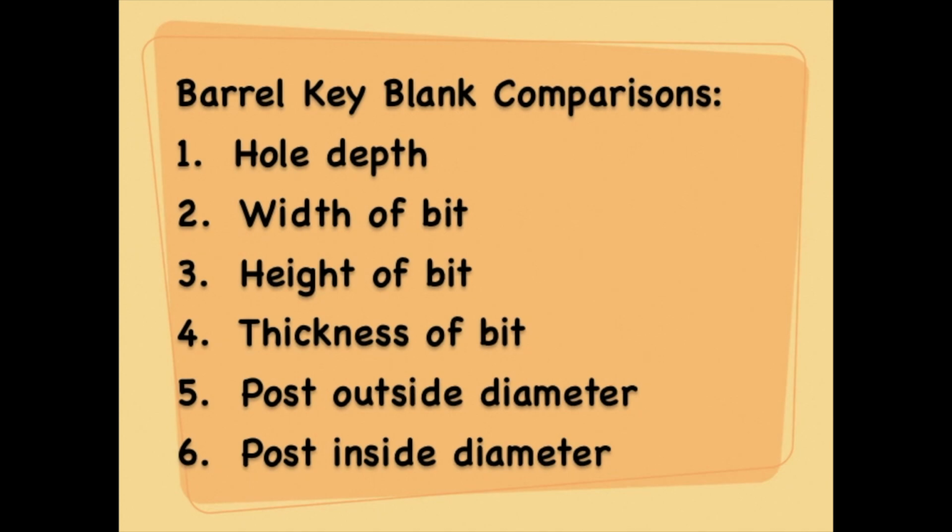When looking for a barrel key blank, the critical things to look at are the depth of the hole that the key goes into, the width of the bit, the height of the bit, the thickness of the bit, then the post outside diameter and the post inside diameter.